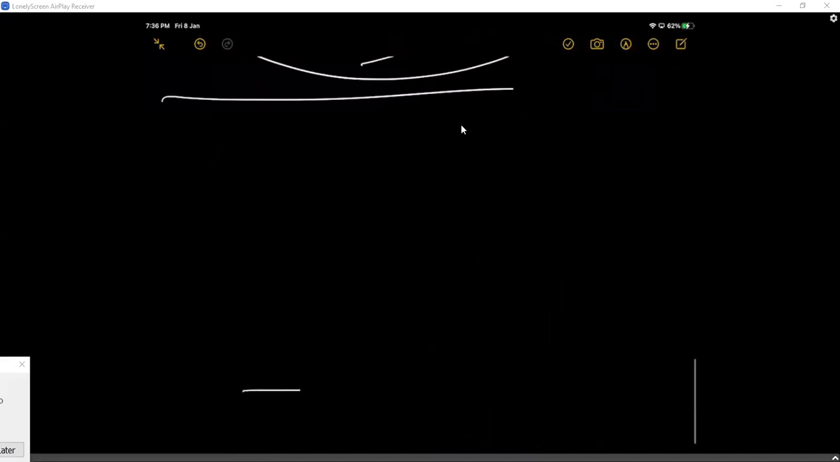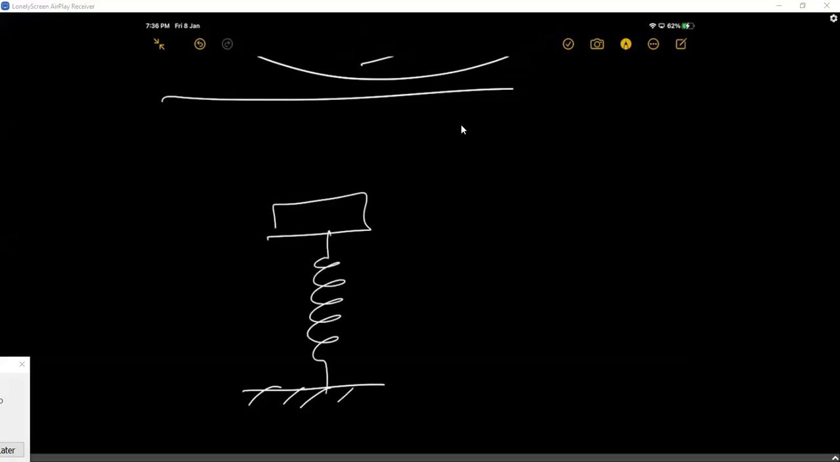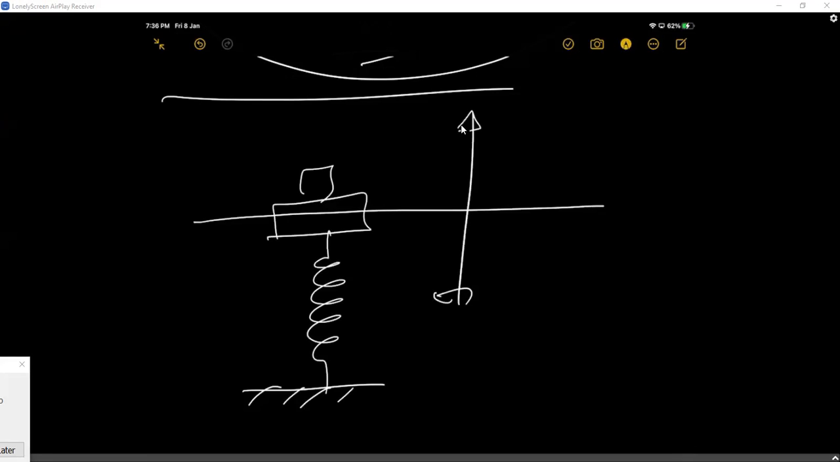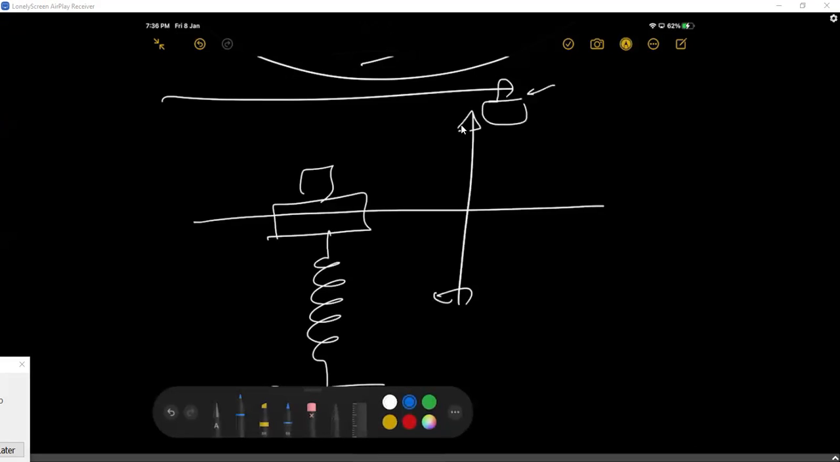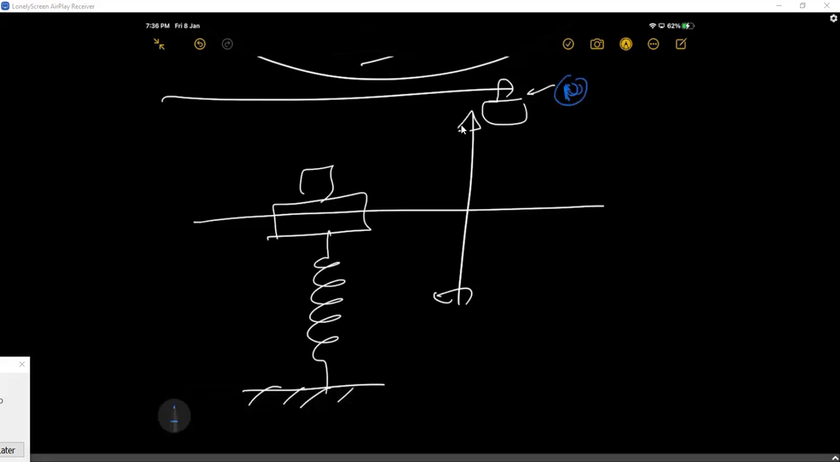As they're oscillating, Aditya, what does your intuition tell? At what point will the normal force between them be minimum? Can you say anything? Yeah. At the higher position, it should be minimum, sir.